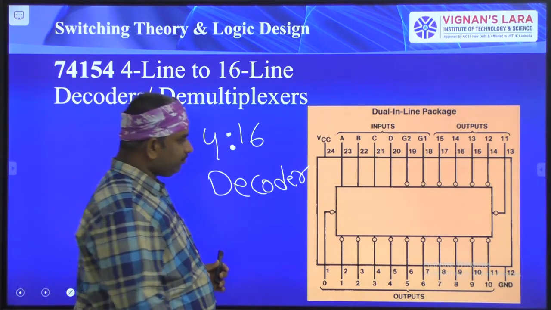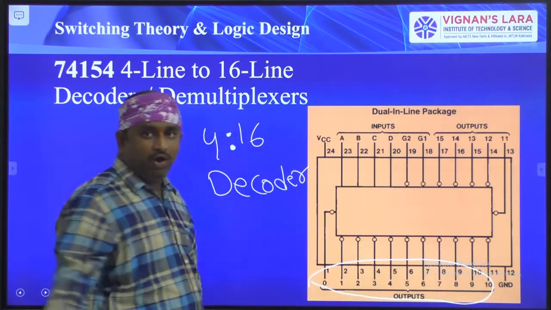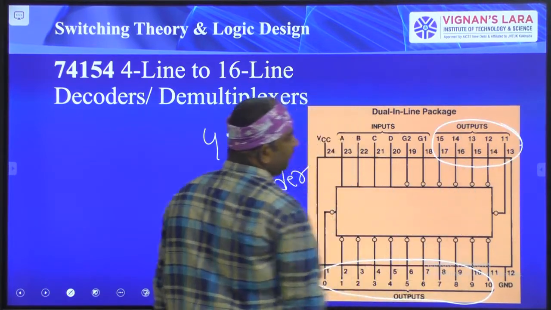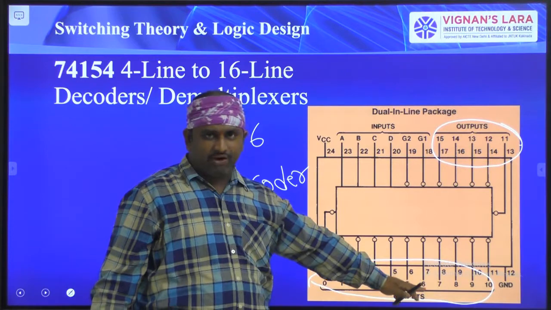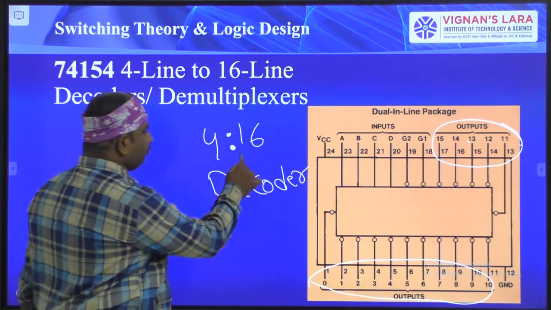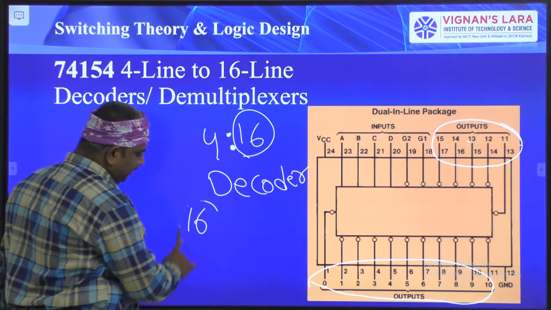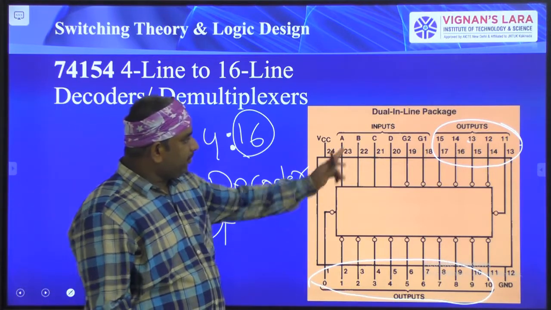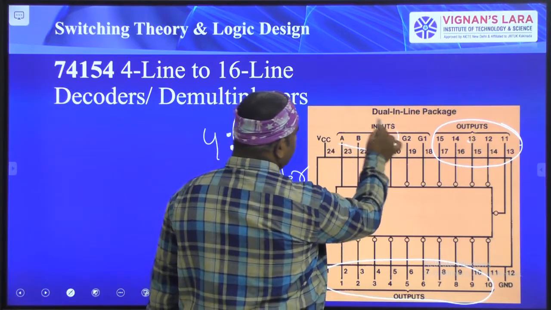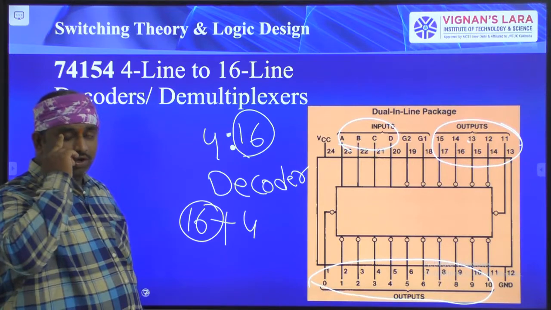See here, you have outputs 0 to 10, that is 11 outputs, and 11 to 15, the remaining 5 outputs. Totally 16 outputs. For a 4 to 16 decoder the outputs are 16. So totally 16 output pins are available. Next, coming to the inputs, how many inputs do we have? 4 inputs, A, B, C, D. So 16 plus 4, that is 20.